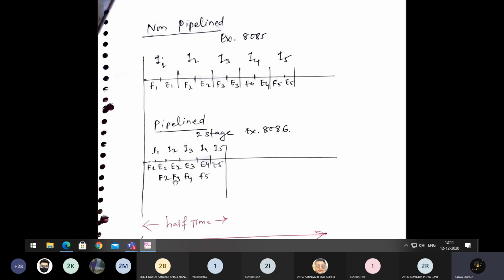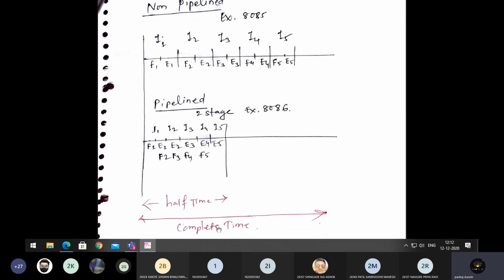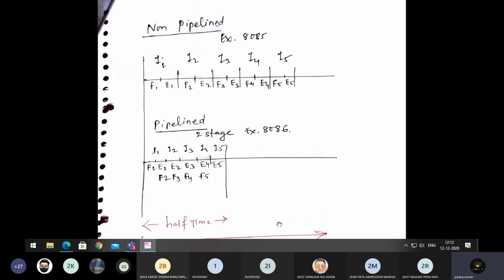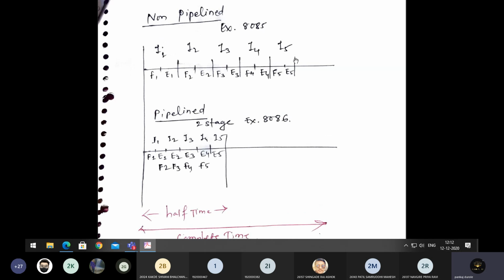But at the same time we are fetching the third instruction, and execution is happening in the second stage. When the third instruction is executing, at the same time the fourth instruction is fetched and then executed. When the fourth instruction is executed, the fifth instruction is fetched and executed. Relatively, you can observe this is the complete time required in case of non-pipeline architecture, and in case of pipeline architecture, only half of the time is required. Here we are considering 2 stages of execution.